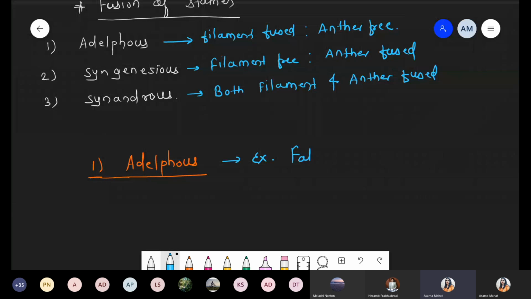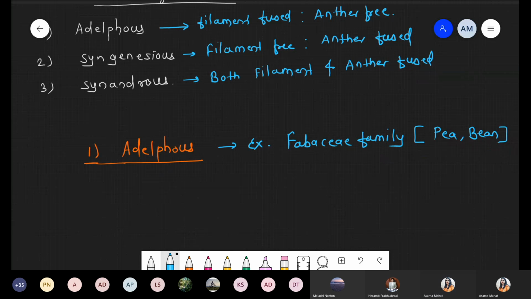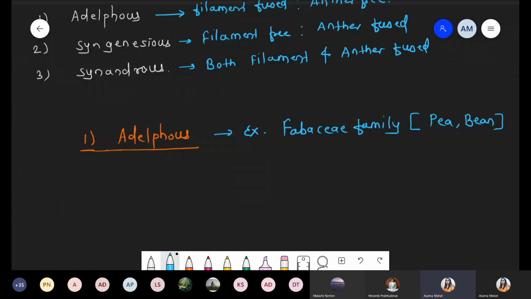Okay, so we are talking about the Fabaceae family, and under this family, two ideal examples are the pea plant and the bean. In the Fabaceae family, the androecium is represented by A, with a bracket, 9 plus 1.